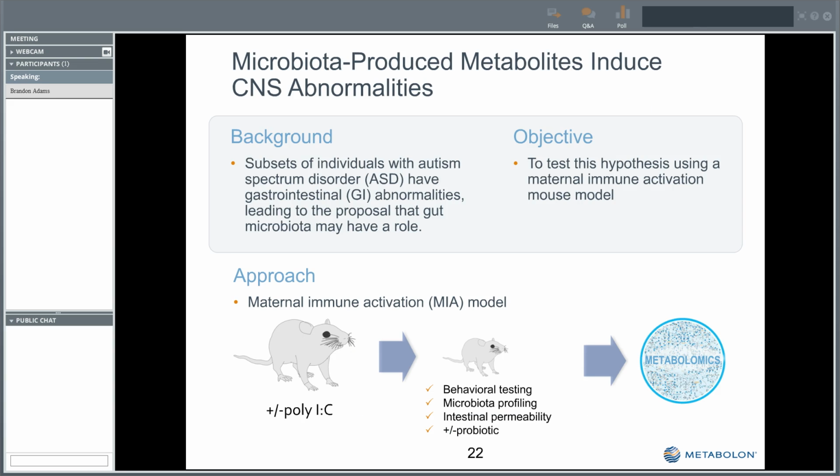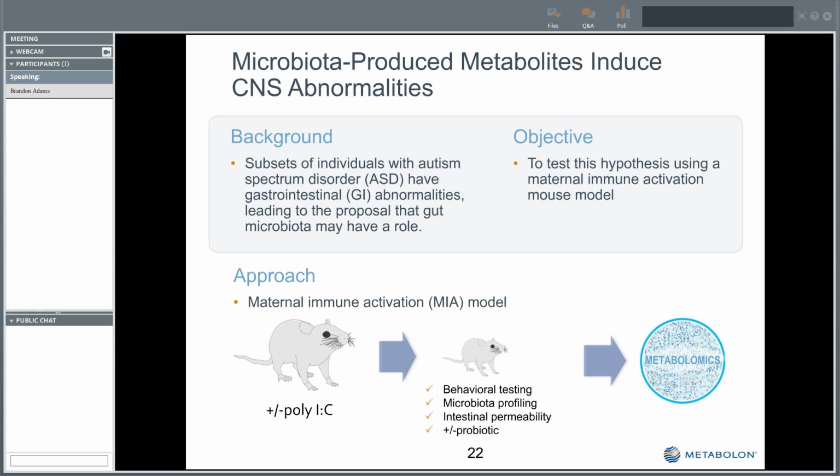The next example is related to the disease autism spectrum disorder, which is characterized by stereotypic abnormality and deficits in language and behavior. Interestingly, individuals with autism tend to have a higher prevalence of GI abnormality, leading to the proposal that the gut microbiota may play a role here.